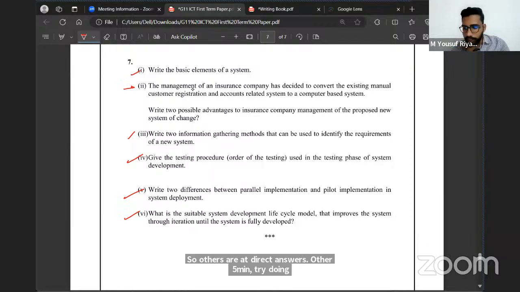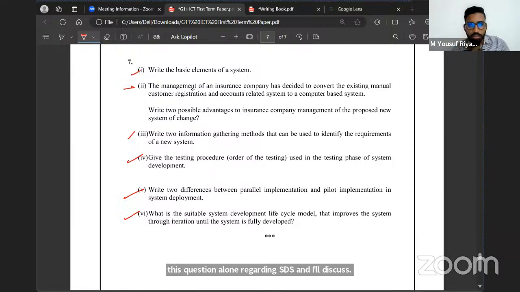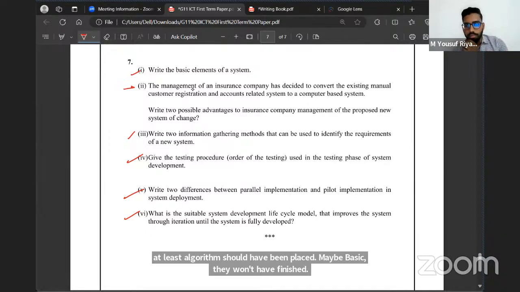At school, we still didn't finish the first lesson. Why are they so slow? At least the algorithm should have been finished. Maybe Pascal they won't have finished, but the algorithm part, that means the pseudocode and flowchart, they should have finished.